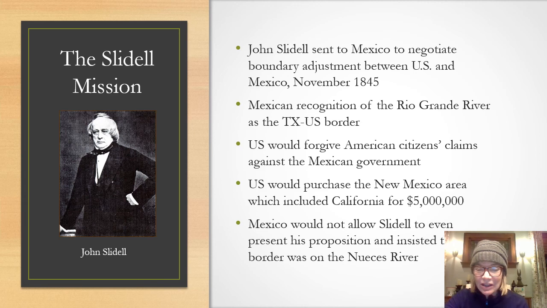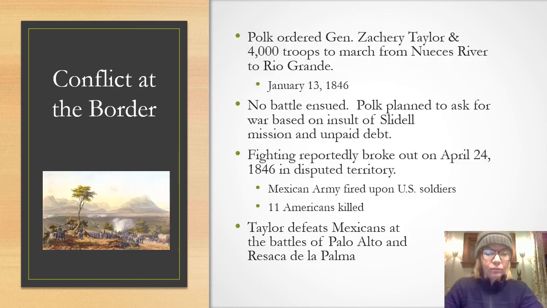Mexico wouldn't even allow Slidell to meet with them. They refused to do that, and they insisted that their northern border was at the Nueces River. So the Americans get mad about this, especially Polk. So the incident that set off the Mexican-American War was when Polk sends General Zachary Taylor down to the border with Mexico. Now remember, Mexico says that the Nueces River is the northern border. Right? So what Zachary Taylor does is he marches from the Nueces River to the Rio Grande River.